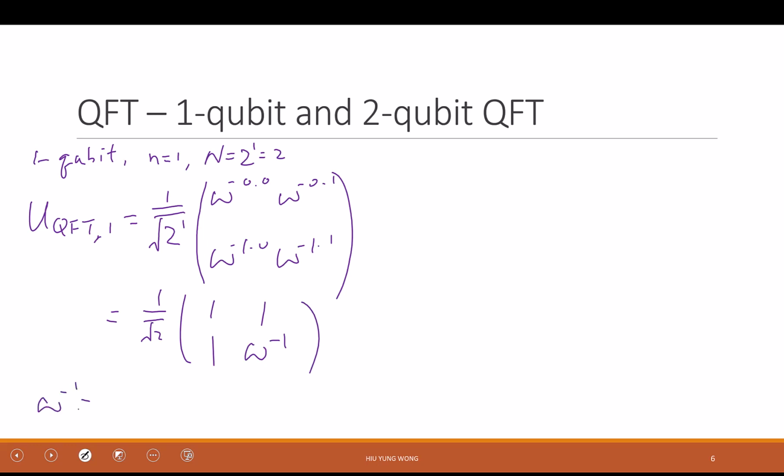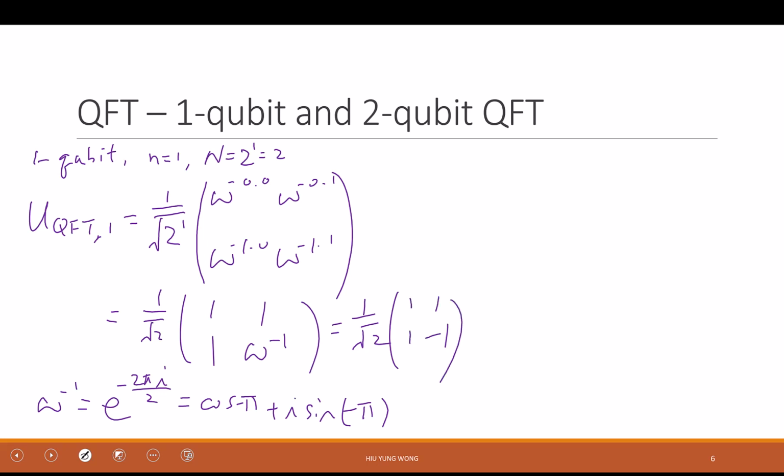So omega negative 1 equals e to the power negative 2 pi i divided by what? 2, right? So this is equal to cosine negative pi plus i sine negative pi. Make sense? What is this? Negative 1, right? Cosine pi is negative 1. What is this matrix? Huh? No. This one looks like creating superposition, right? What matrix is this?